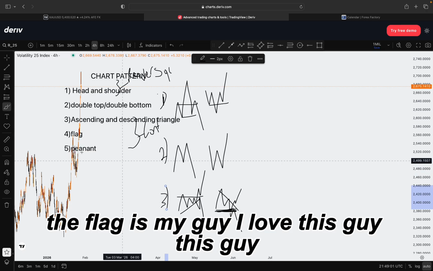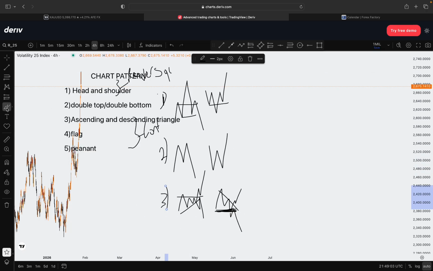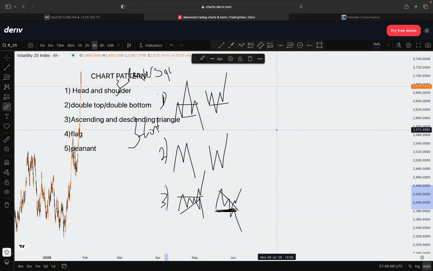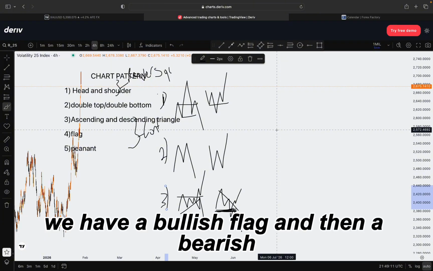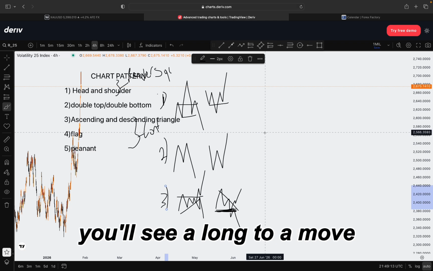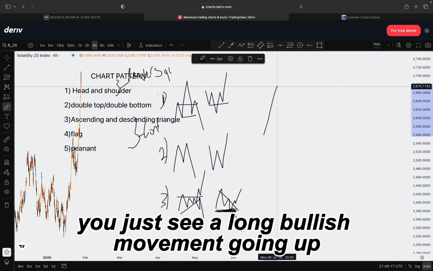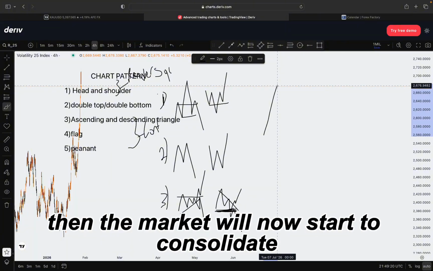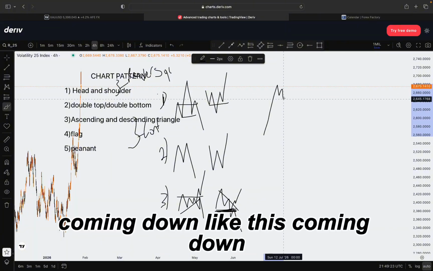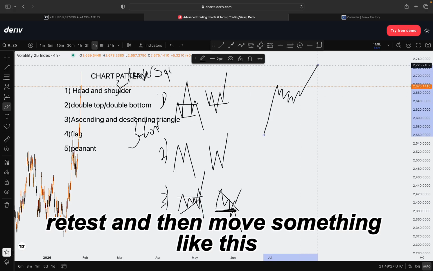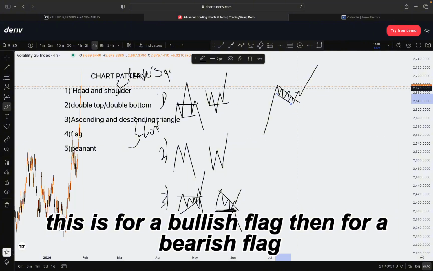I love this guy. This guy is good. For the flag, we actually have an ascending flag for an up. We have a bullish flag and then a bearish. A bullish flag, for instance, you see a sharp move going up. The market, you just see a long bullish movement going up. Then the market will now start to consolidate, coming down like this. Then it will now break up, retest, and then move. Something like this. This is for a bullish flag.